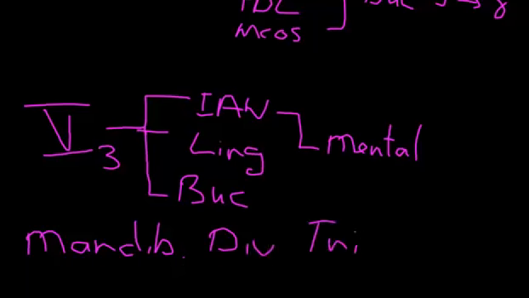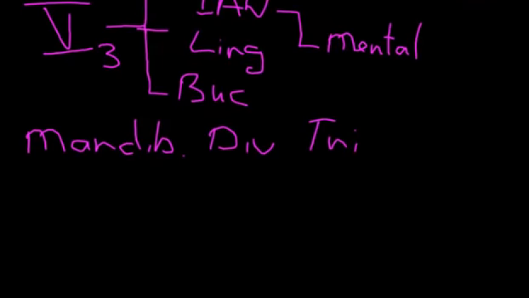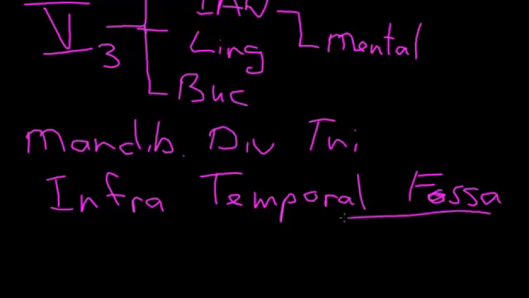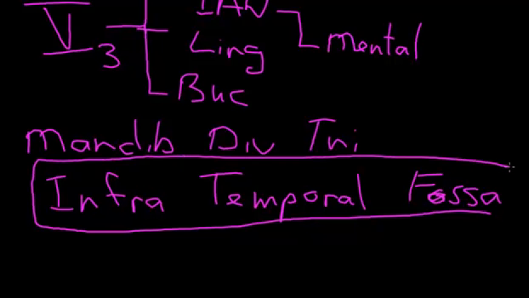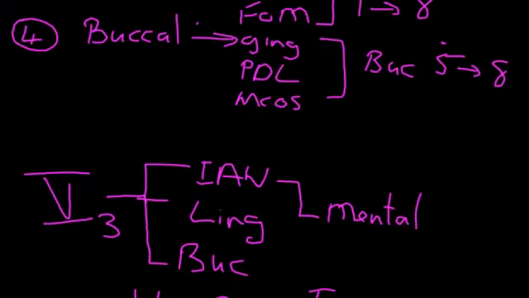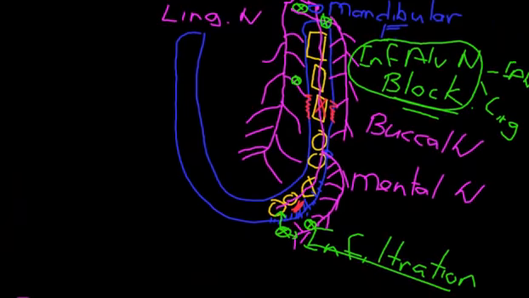And all of this branching happens in a region called the infratemporal fossa. That's an O, by the way, fossa. And the infratemporal fossa is a quite important piece of anatomy that we'll talk about separately in another video. Thank you.